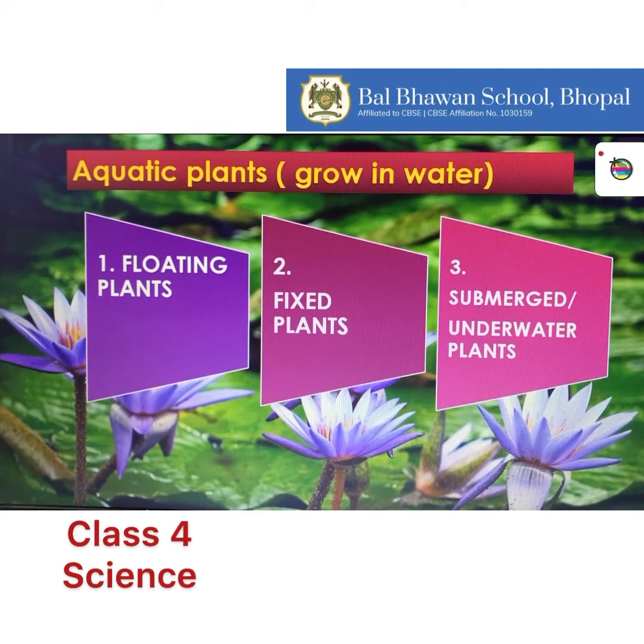Basically, these are of three types. Floating plants. These plants float on the surface of the water. Second one is fixed plants. Now, the fixed plants have their roots fixed to the muddy soil of the pond. And the last one is submerged or underwater plants. These plants are completely inside the water.